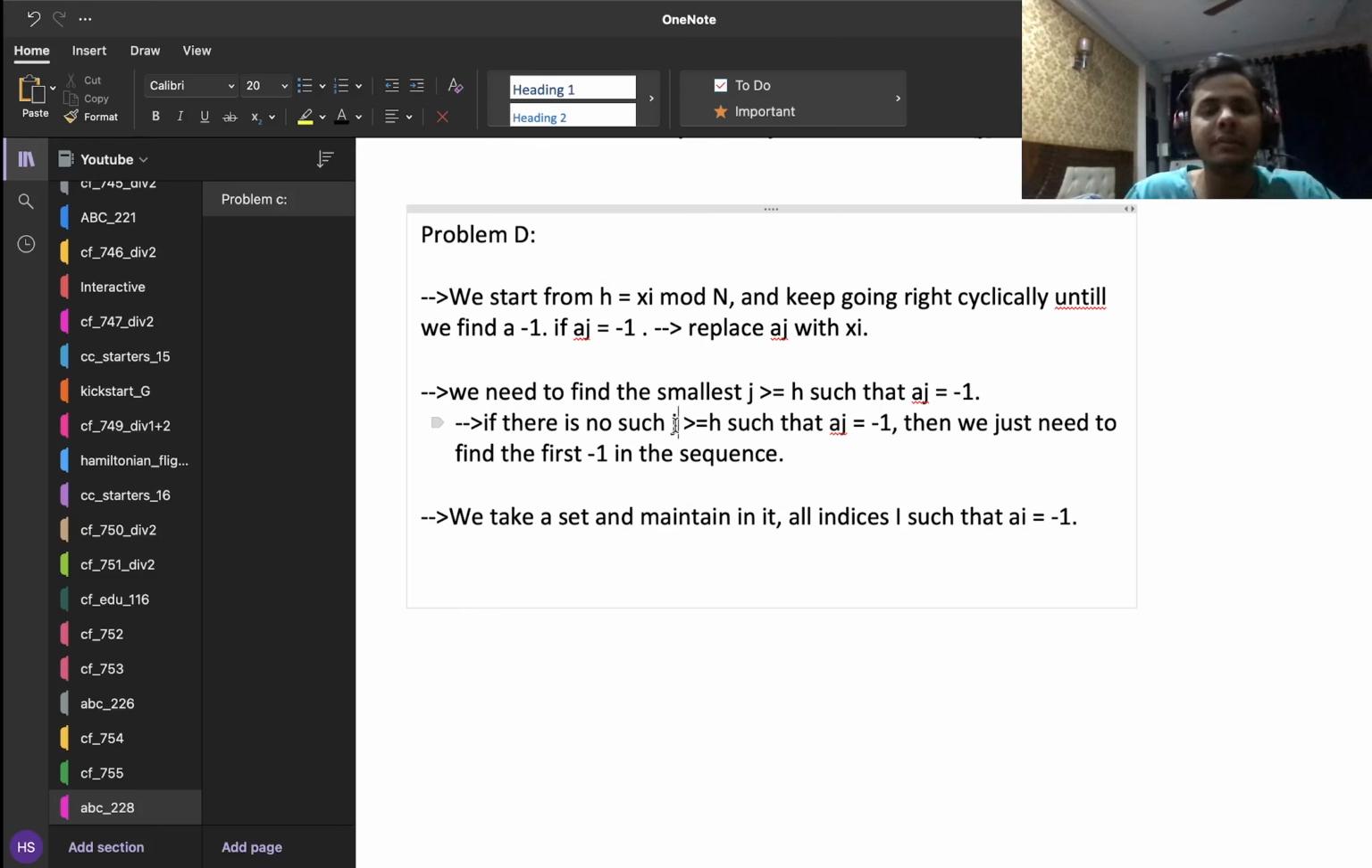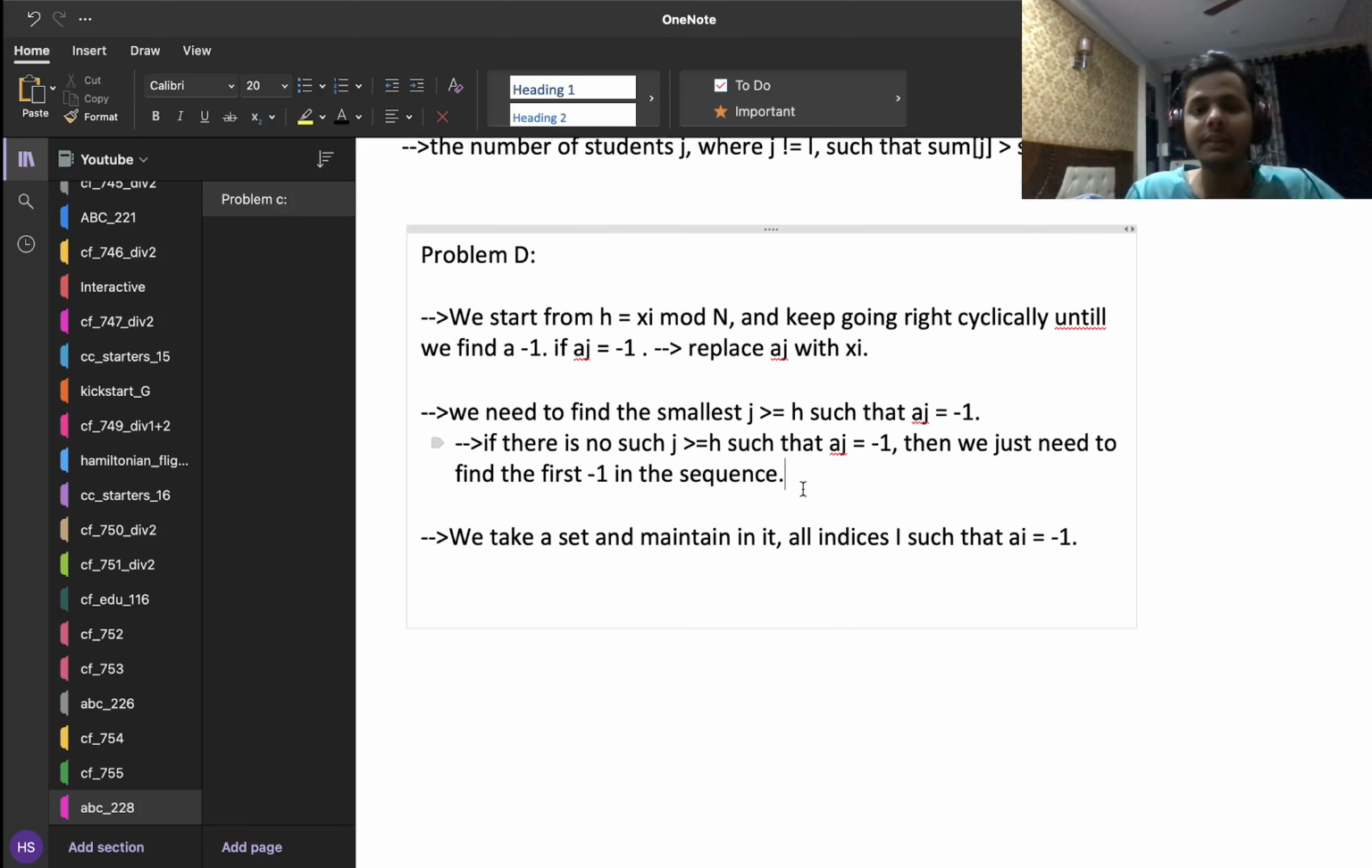And so that can easily be found using lower bound, right? But if we do a lower bound and we don't find any such index, then that just means we have to take the first j, which is the first index in the sequence, which is -1, which will obviously be at the beginning of our set, and that can easily be found using set.begin. So it will either be the lower bound in our set of h, and if the lower bound doesn't exist, then we will just take set.begin, because that will be the first index of the sequence, which is -1, right?